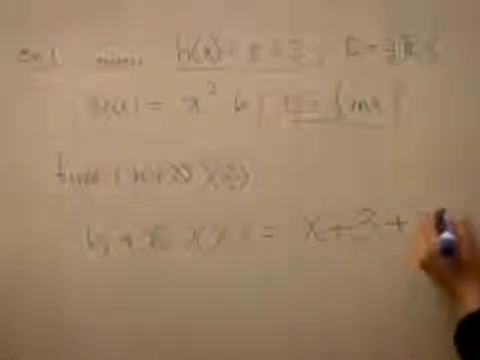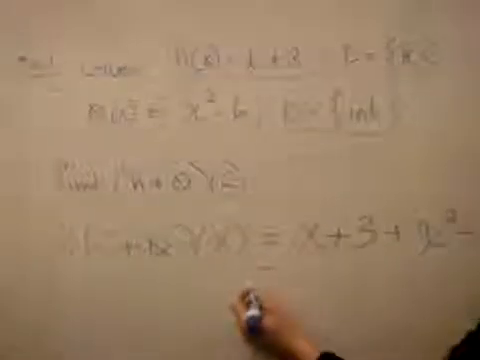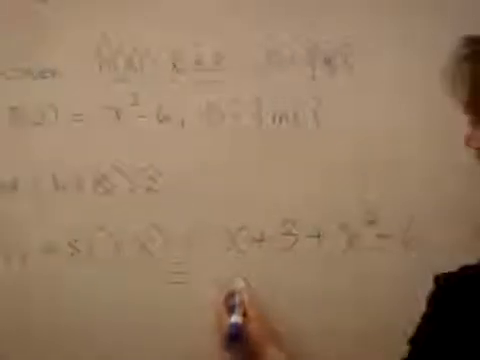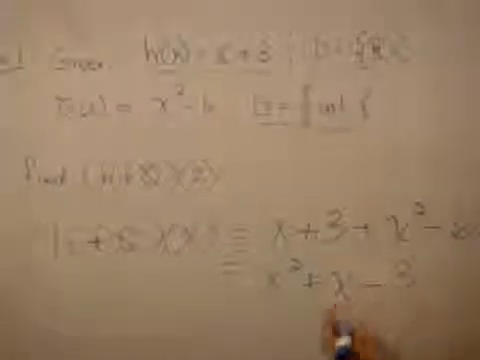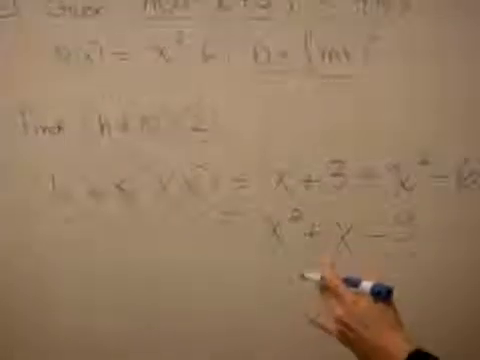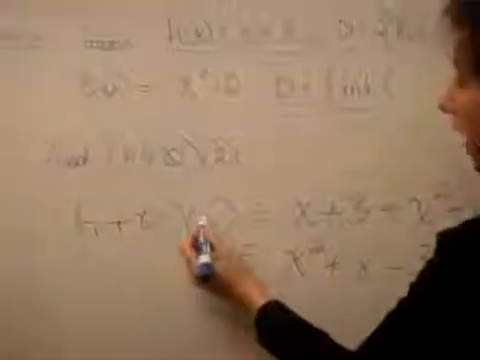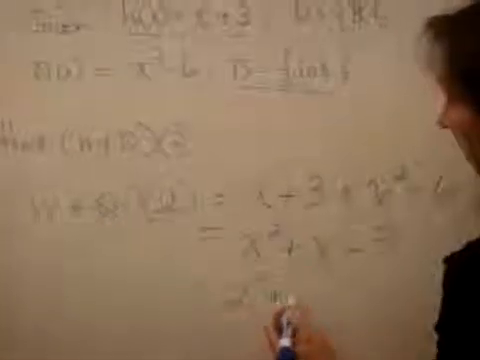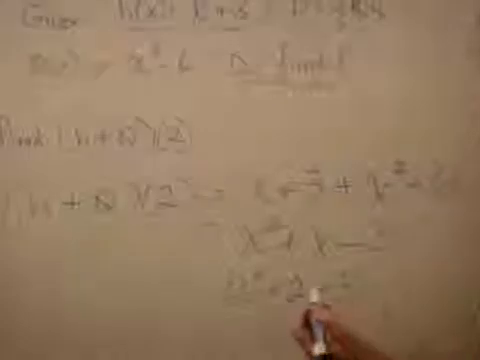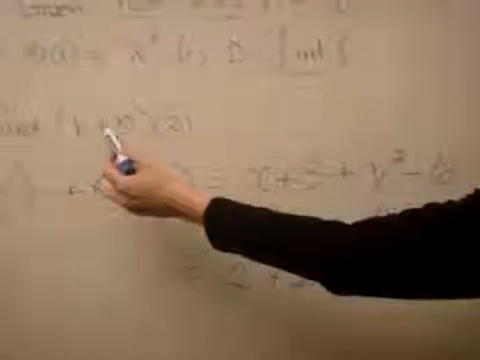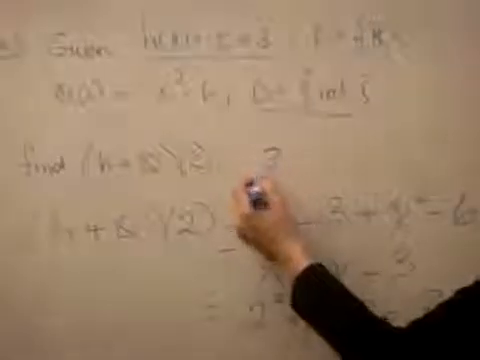So I'm just going to add our h function, x plus 3, and our O function, x squared minus 6, and then we would get x squared plus x minus 3. So I added those together, and then we can evaluate it when x is equal to 2. All that means is we replace all the x's with 2's. So I'm going to put a 2 in for the x, a 2 in for this x, and then we work out our answer of 3. So that would mean h plus O of 2 is equal to 3.